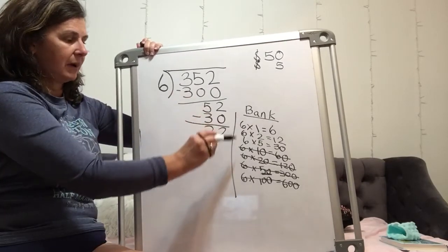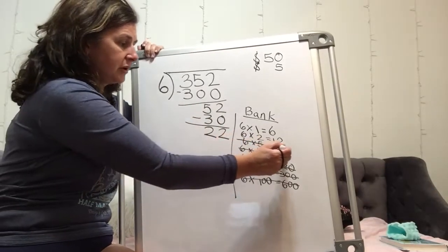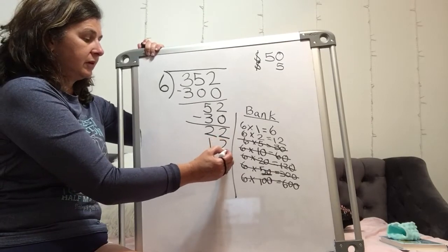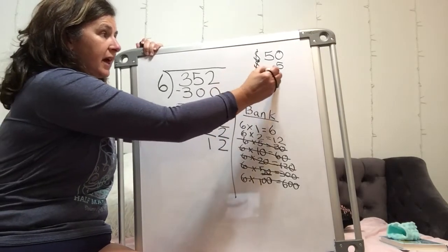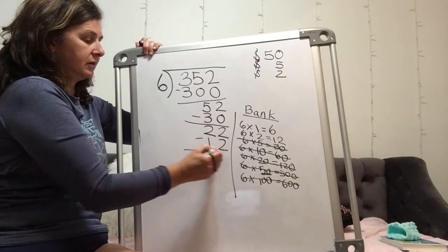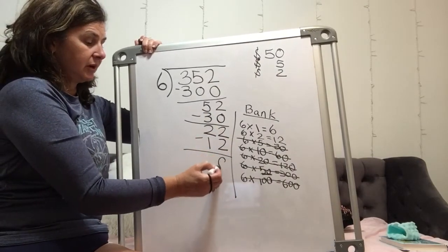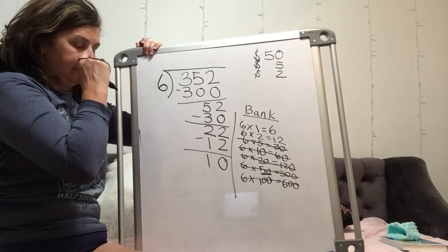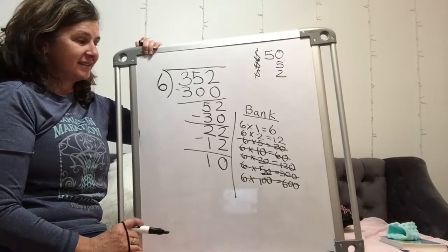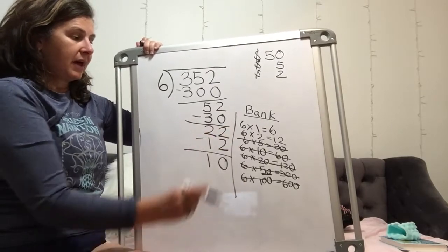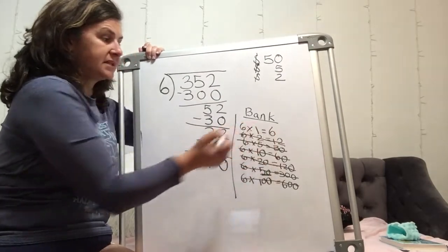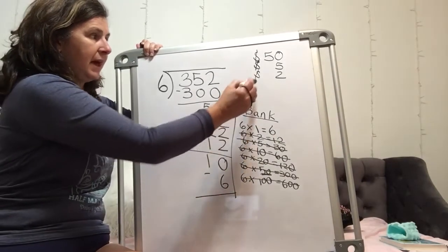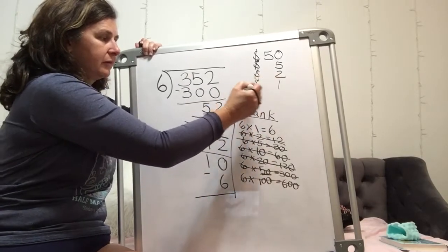So I look over here at my bank again. This time 30 is too big. So I'm going to use the 12. And that means I have to bank that $2 bill. 2 minus 2 is 0, and 2 minus 1 is 1. 10 is still larger than 6. So I have to go back to my bank method. This one is too big this time, but 6 will still work. I also have to bank that $1 bill up here.